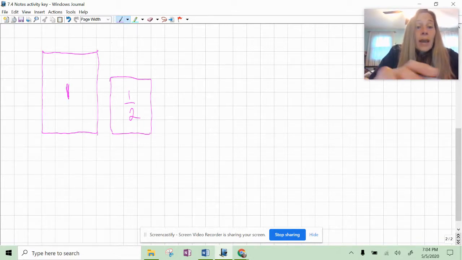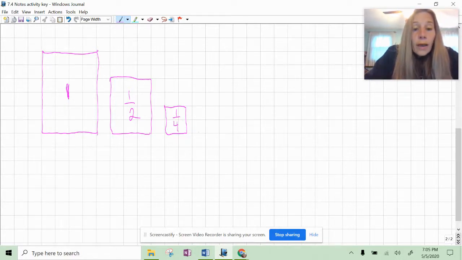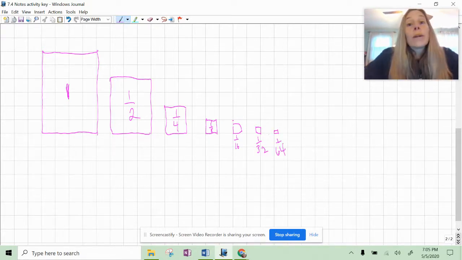Now the remaining half, I'm going to cut that one. And that would be 1/4. And then if I wanted to cut that one in half, I would have 1/8. And then if I were to cut that one in half, that would be 1/16. And if I were to cut that one in half, that would be 1/32. And then as you can see that pattern going down, right?